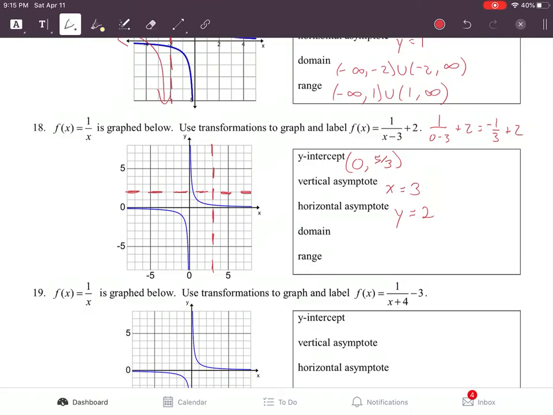The domain is the x values that exist in the graph. Oh, sorry, I forgot about the graph. We'll just draw the graph in real quick. All right, so for the domain, what x values exist in the graph? From left to right, we start at -infinity. We go in the graph till we hit the vertical asymptote at 3. And we start up again at 3 and go to +infinity.